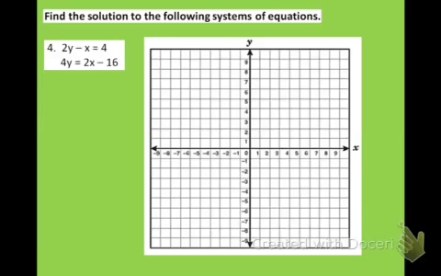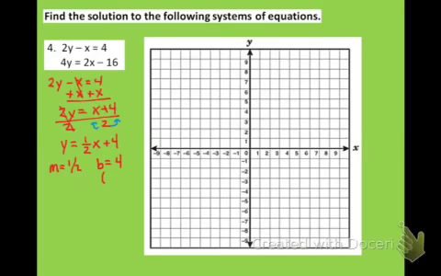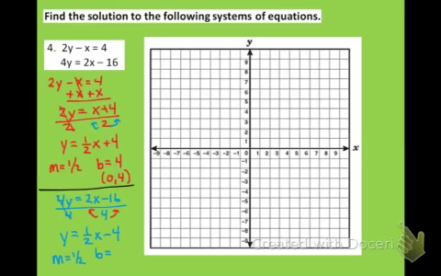So if you solve the first one for y equals, you should end up with y equals 1/2 x plus 4. So our slope is 1/2. Our y-intercept is (0, 4). If you solve the second one, all you have to do is divide by 4 there. You should end up with y equals 1/2 x minus 4. So your slope is again 1/2, and your y-intercept is negative 4 this time.